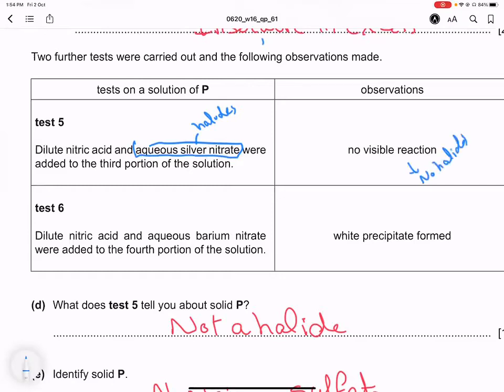Test 6. He added nitric acid and then aqueous barium nitrate. Barium nitrate is a test for sulfate. White precipitate is a positive result, so I have sulfate.